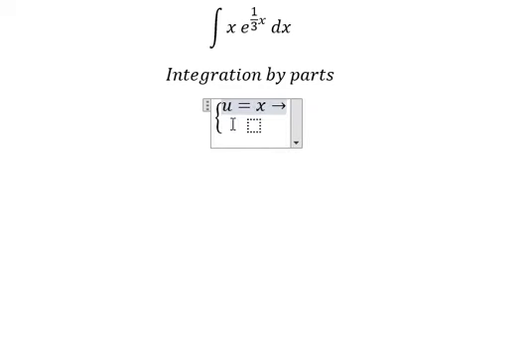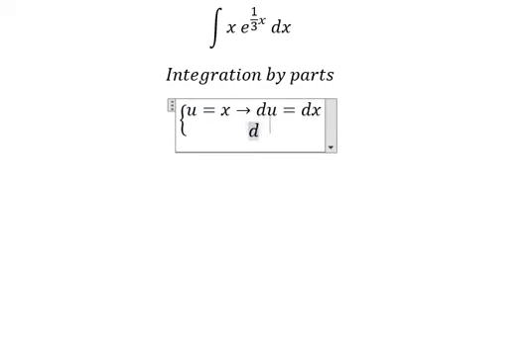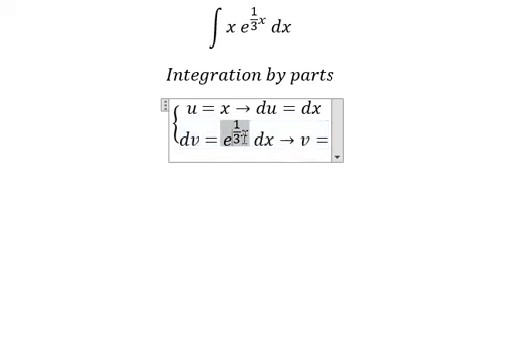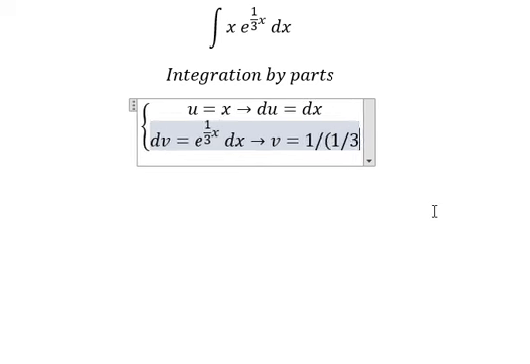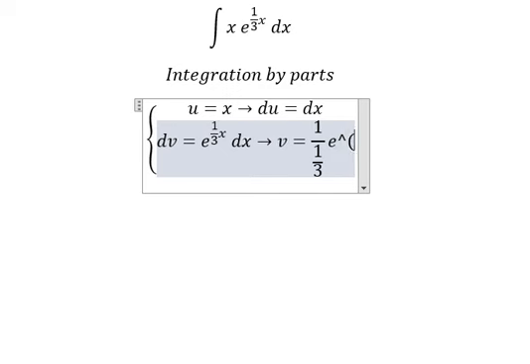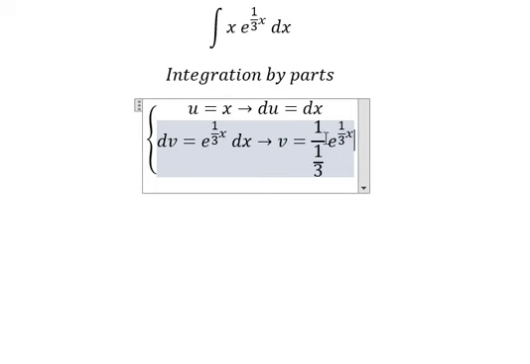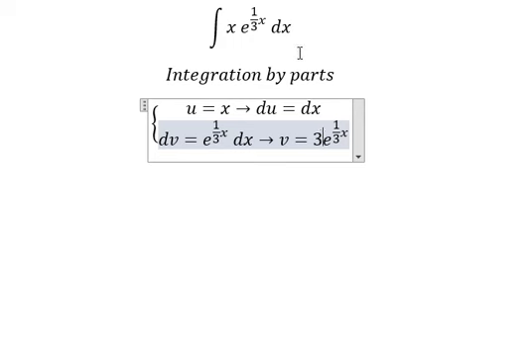Later we need to first take the derivative of both sides, and we have dv like this. So the integration of this one is 1 over 1 over 3 e to the power of 1 over 3s, and this one we have number 3.